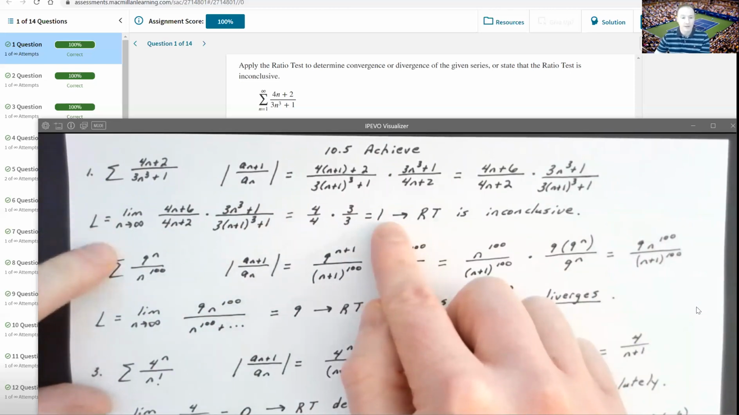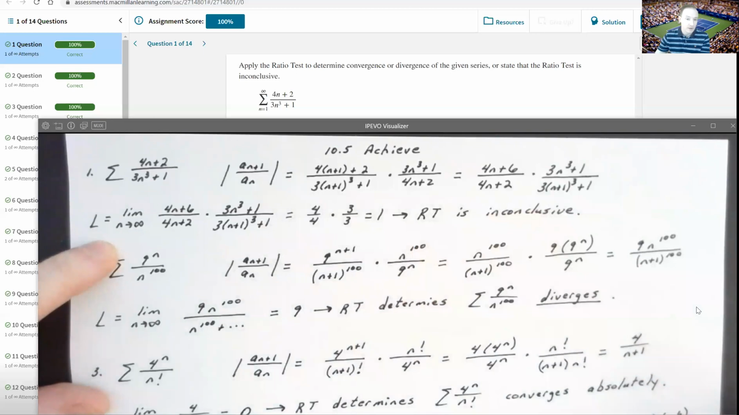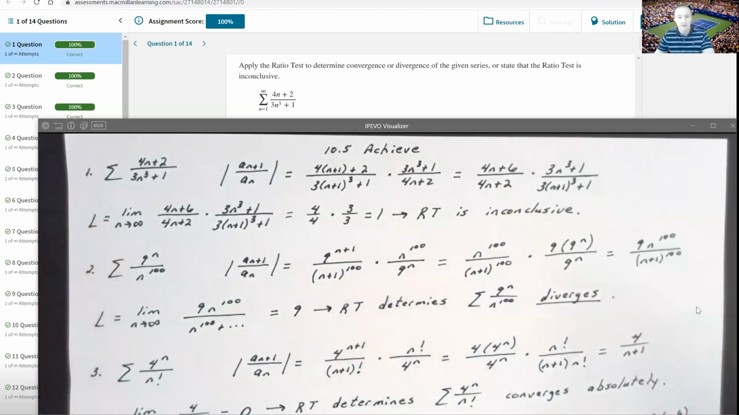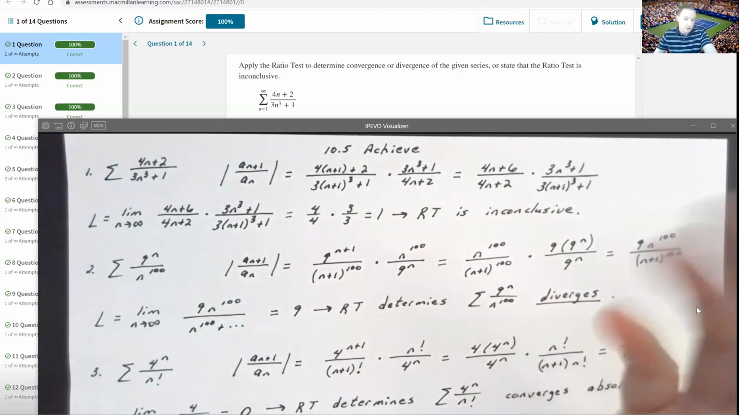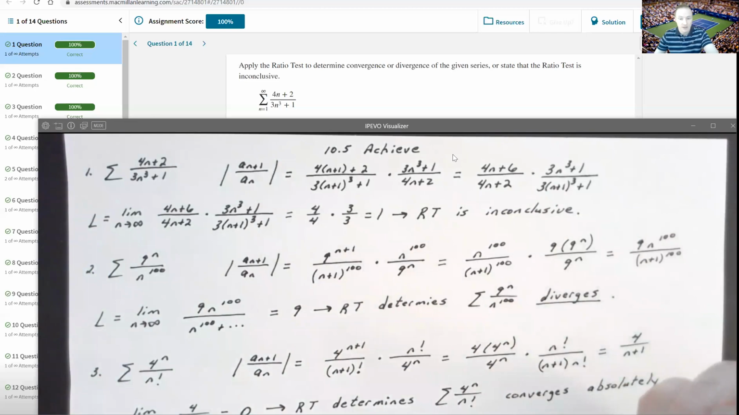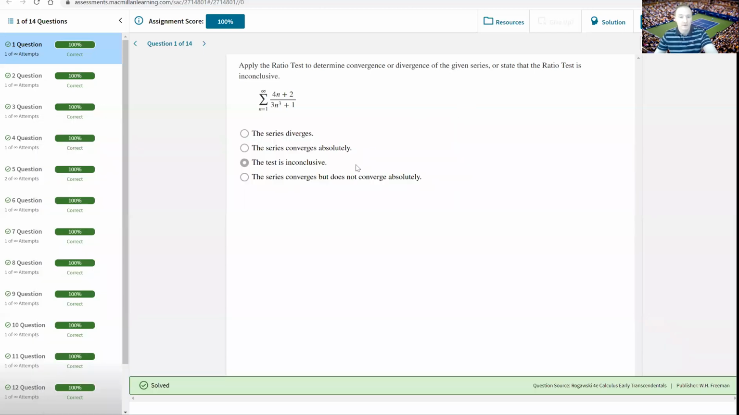And whenever the limiting value of a sub n plus 1 over a sub n is equal to 1, your ratio test is inconclusive. So this series could converge, it could diverge. It's just the ratio test is not going to tell us. And so you'll see I had to check the answer that this test is inconclusive.